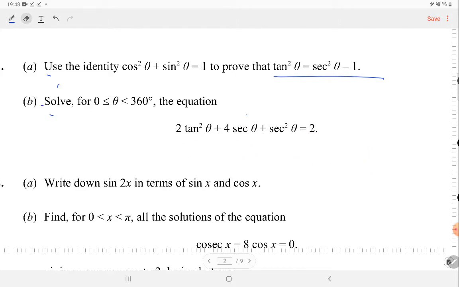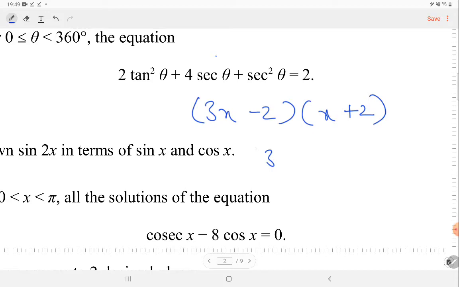So in other words, you should be coming up with a quadratic: 3 sec squared theta plus 4 sec theta minus 4 equals 0. Here you need to solve it, and it's really easy because with 3x and minus 4, it's going to be plus 2 here and minus 2, that would work out. So x equals 2 values: x equals 2 divided by 3, and x is equal to minus 2.